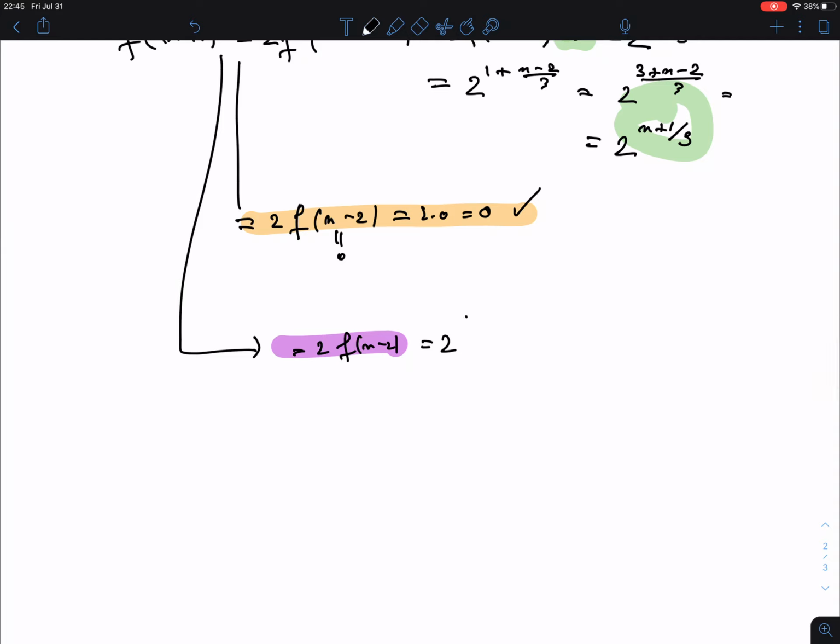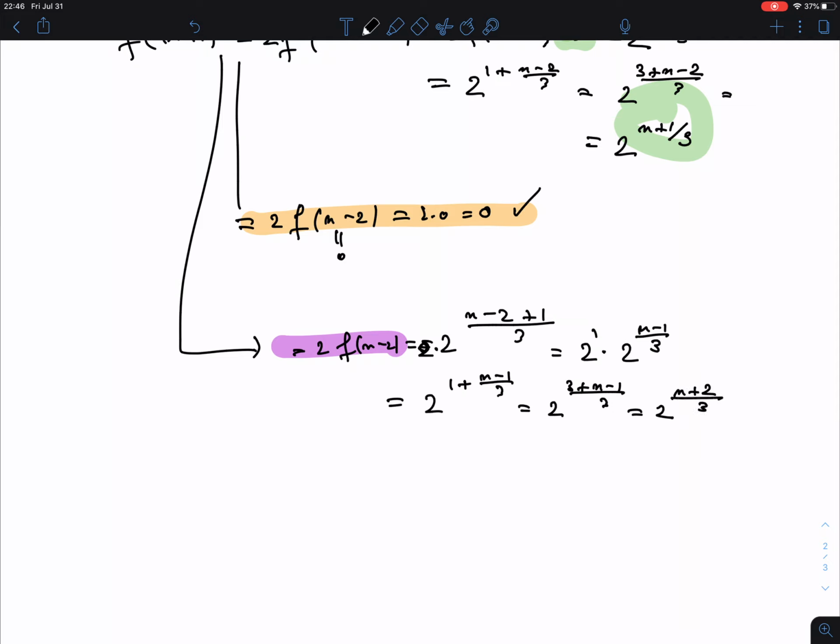So it's 2 to the, take the n minus 2, add 1 to it and divide by 3. Okay. So what is that then? That is 2 to the power, it's twice this. I keep forgetting to write my 2 here. Twice that thing, so twice this thing, that is n minus 1 divided by 3. Now I'm multiplying this with 2, so I'm adding the exponents, so that is 1 plus n minus 1 divided by 3. It's 3 plus n minus 1 divided by 3, that is 2, n plus 2 divided by 3. Is this what it should be?